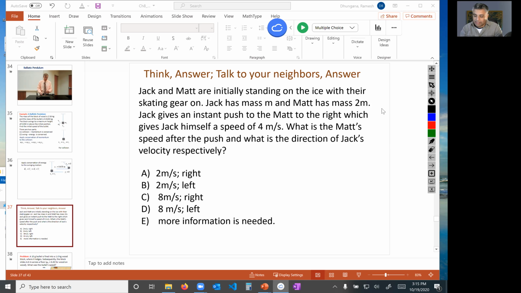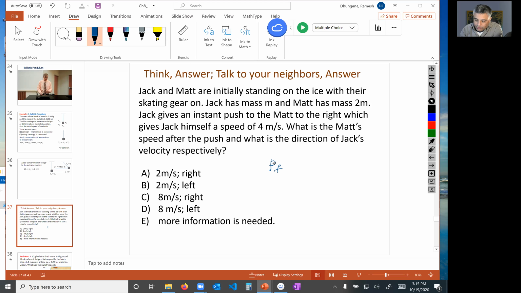So let's see if I can write it here without making a slideshow. Okay. So total final is equal to total initial, and total initial is 0. Why? Because they both start at rest, right? Both are at rest.